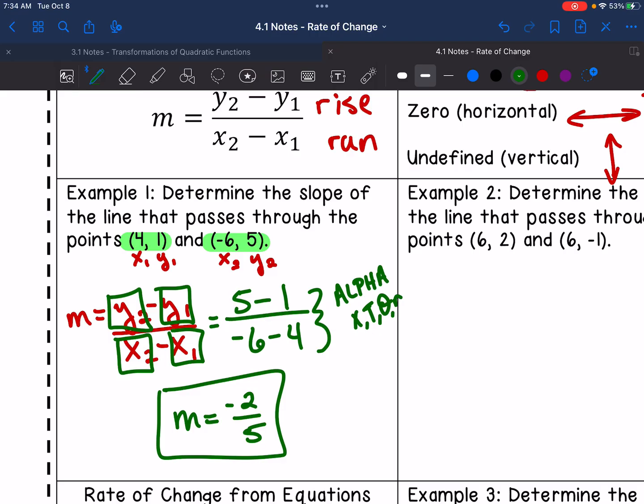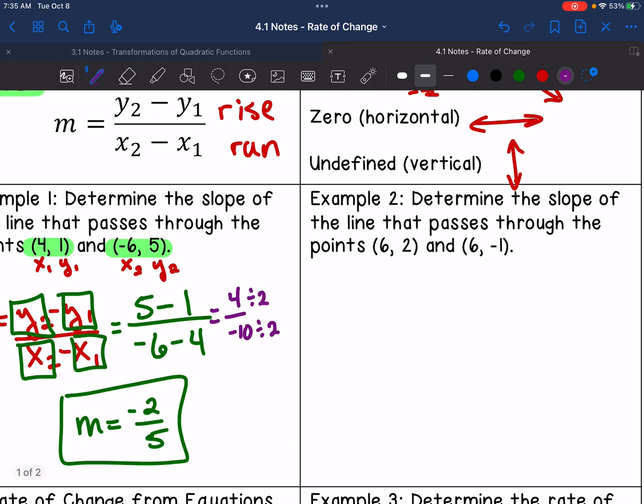All right, and if you're doing that by hand, on top 5 minus 1 was 4, on the bottom negative 6 minus 4 was negative 10, and then we could simplify both of those. So if we look at this by hand instead of typing it in, we get 4 over negative 10. Both of those can be divided by 2, and that's what gives me my negative 2/5. I just moved my negative sign from the bottom either out to the front or up at the top number.